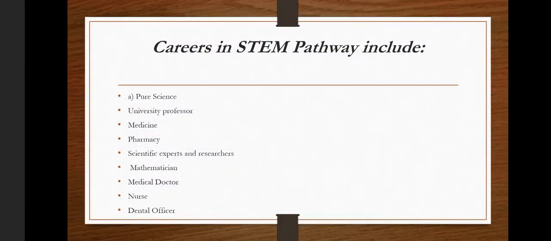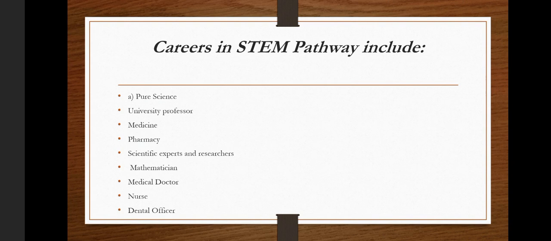Those learners that will select STEM as their pathway, what are some of the careers that these particular learners will end up doing in future after completing their senior school and completing their tertiary education? Some of the careers that these learners can go for include the following. Number one, we have university professor. Number two, a learner can do medicine. Number three, you can become a pharmacist after doing pharmacy. At the same time, you can become a scientific expert or a researcher.